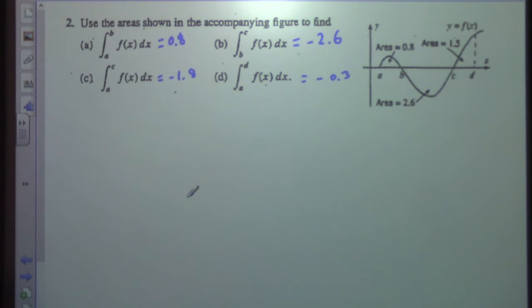Okay? And again, another trick they'll do is they'll sometimes reverse the order of the boundaries. If they reversed B and it was C to B, would that be a positive 2.4? Yeah, that's right. So just as an example, that's a good way.